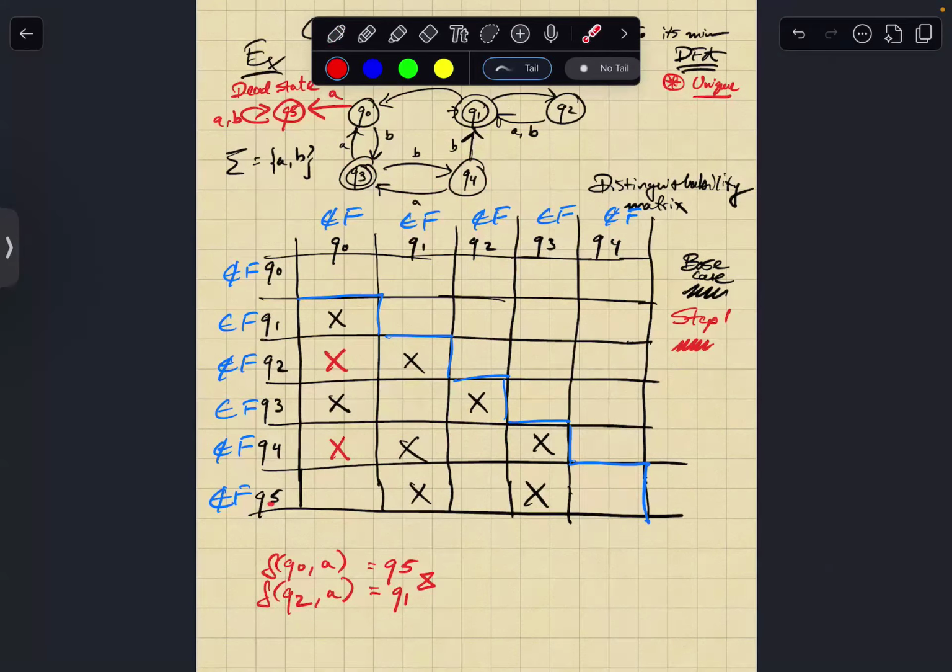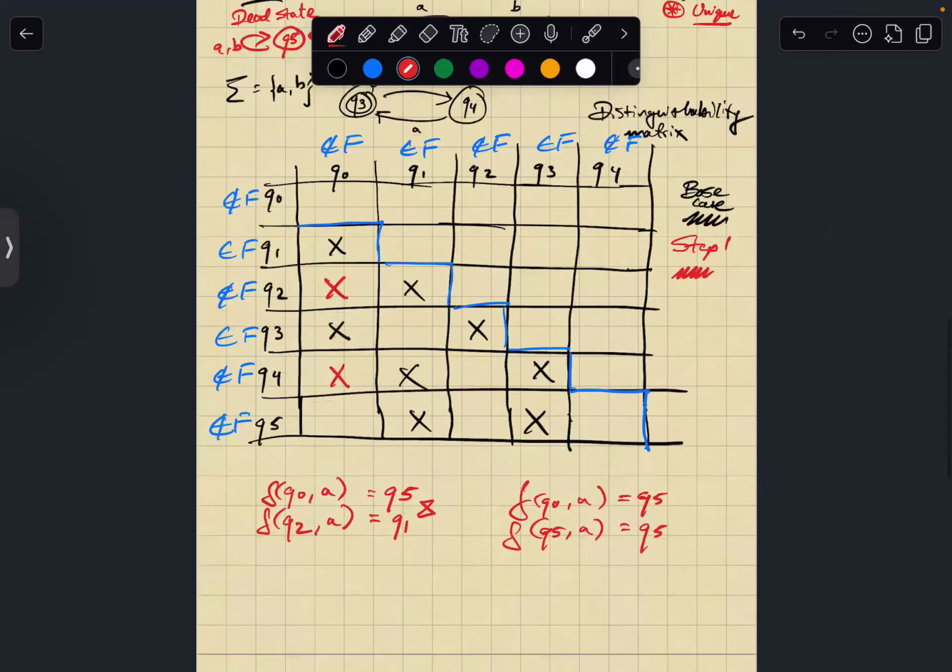What about Q5 and Q0? Let's see, this one is worth writing. Q0, when you read an A, you go to Q5. We've already talked about this. And Q5, when you read an A, you go to Q5. So at this point, this is not evidence for me to mark. So it seems like so far these are indistinguishable and I shouldn't mark them for this step.